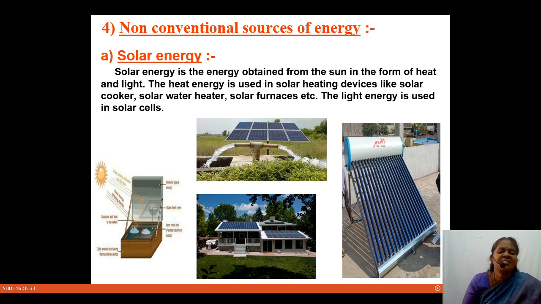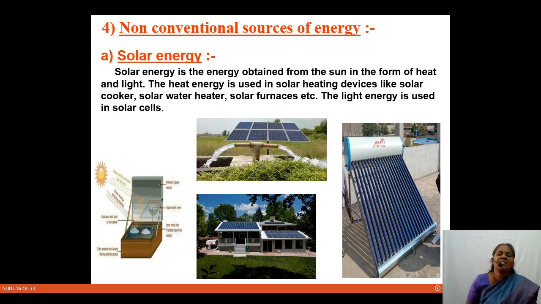What energy is radiating from the sun? Both heat and light. The heat energy we use in solar heating devices like the solar cooker, solar water heater and solar furnaces. The production of heat energy from the sun is mainly through infrared radiation. Infrared radiation produces the heat energy, so that is what we use for this type of device.